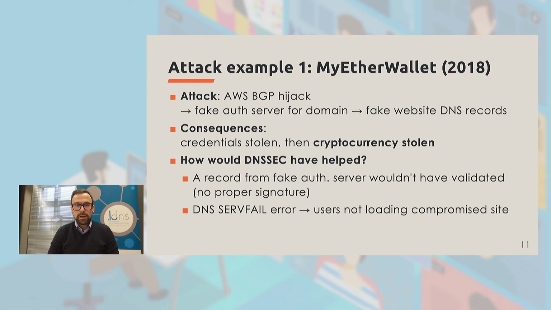So I've talked about attack examples. I've picked this one, which is against MyEtherWallet. This is an Ether wallet, so basically a platform where people can go and check and transfer their cryptocurrency. This attack started by a BGP hijack on Amazon Web Services. So, well, no RPKI there at the time. And this allowed the attackers to reroute the packets to a fake authoritative server for the myetherwallet.com domain.